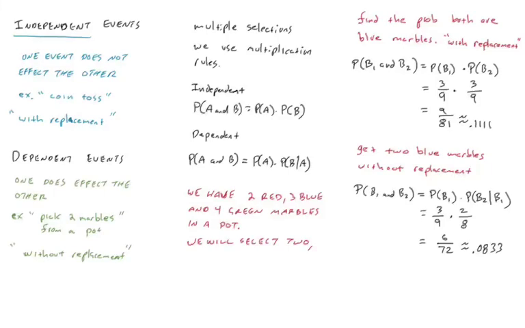Okay, so last time we talked about independent and dependent events and also multiple selections. Let's go ahead and make up some problems that you guys could work on here. So I'm going to make up a contingency table.